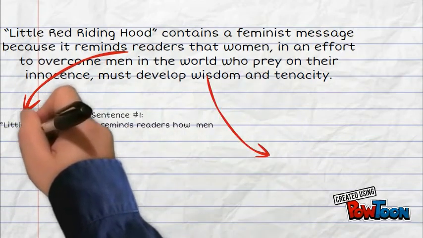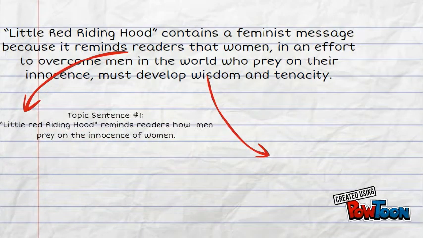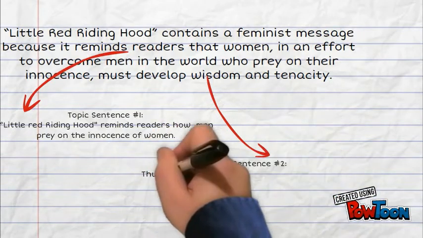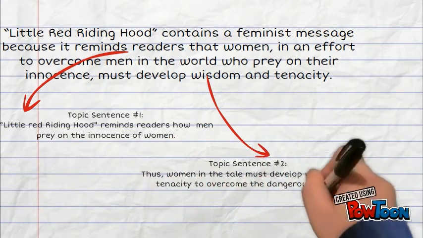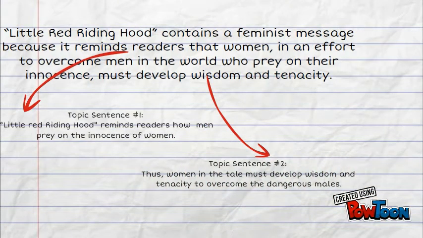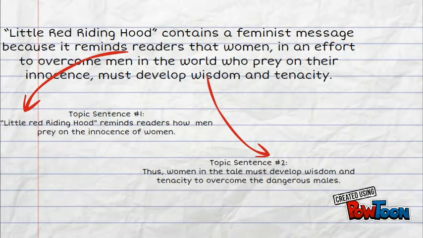Little Red Riding Hood reminds readers how men prey on the innocence of women. Thus, women in the tale must develop wisdom and tenacity to overcome the dangerous males. So at this point, you will have about 3 to 4 sentences written, your thesis and your topic sentences. Remember, every time you write a sentence for your essay, know that it will probably change a little or a lot as you rewrite and draft.